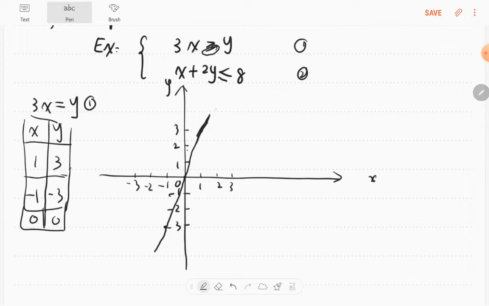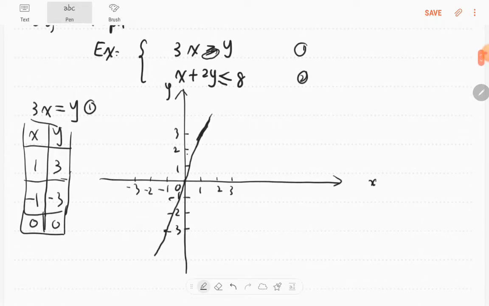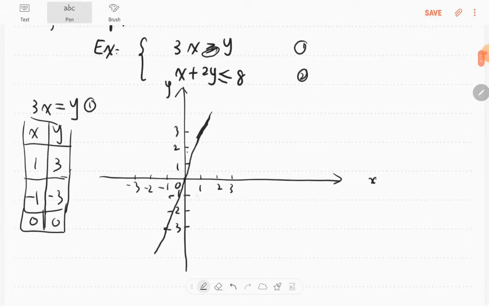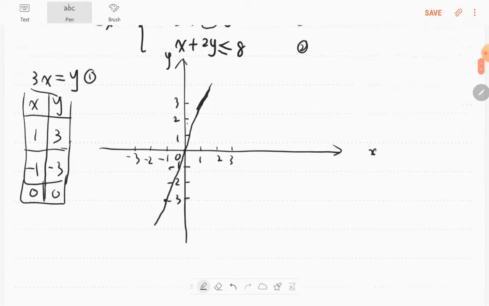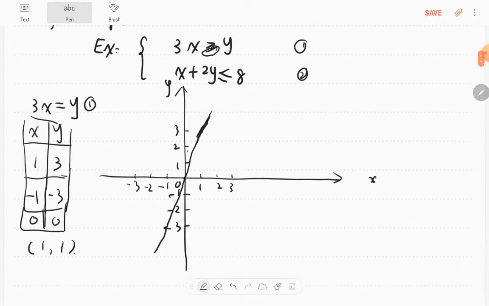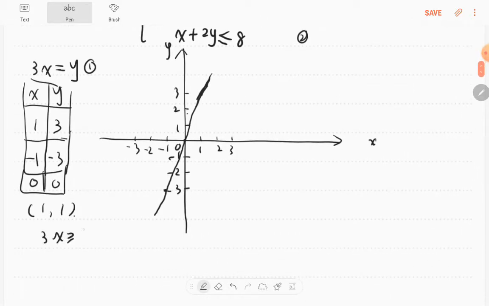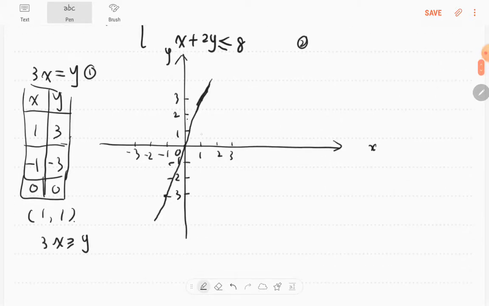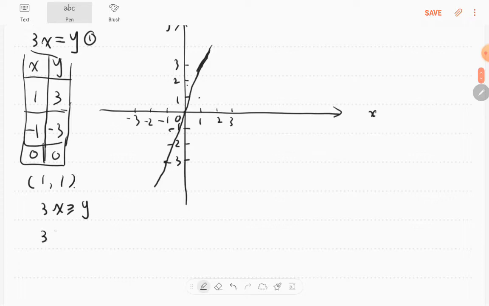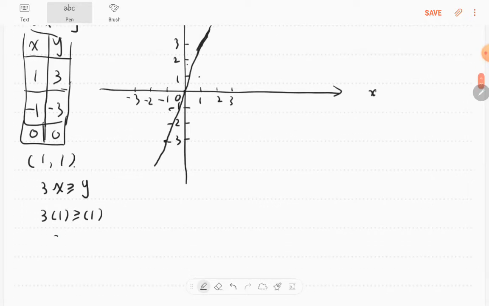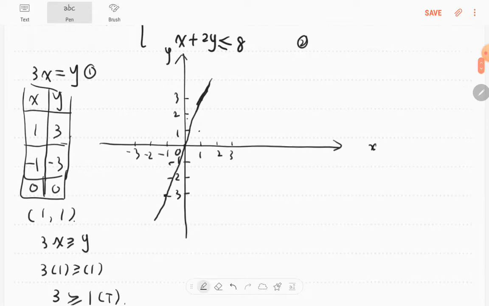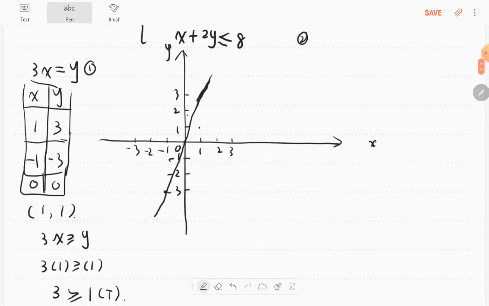Okay, after we have this boundary line, we should decide which part is the solution for the inequality, right? We use a point to test. Maybe this time we use 1, 1 to test if it's true for the inequality. We use 1 to replace x and 1 to replace y. We got 3 greater than or equal to 1. So it's true: 3 is greater than or equal to 1. So this point is the solution.